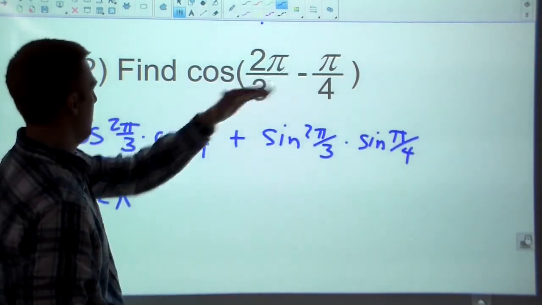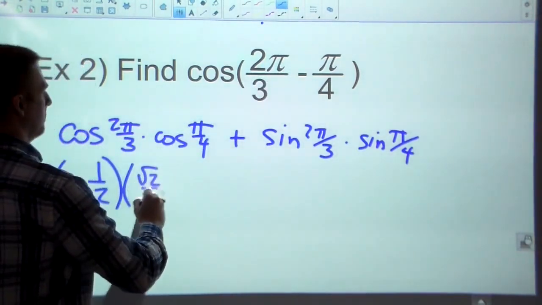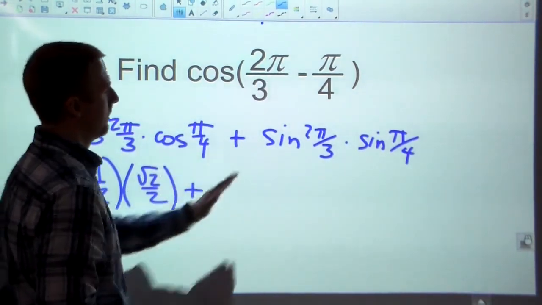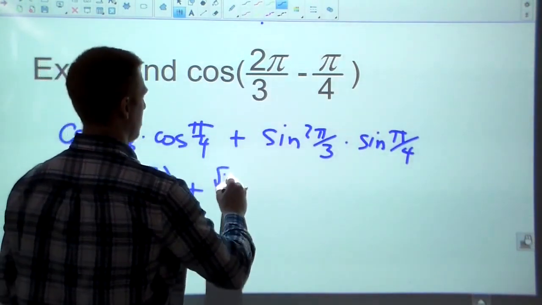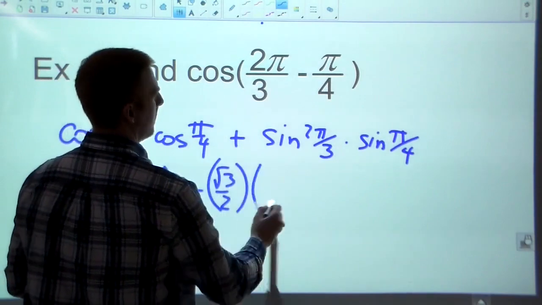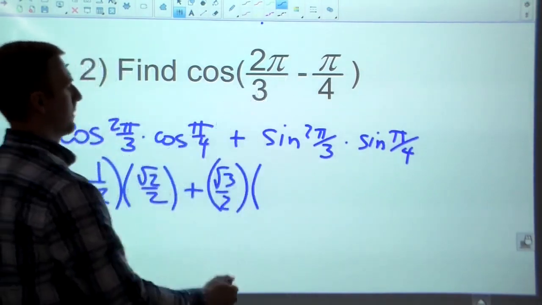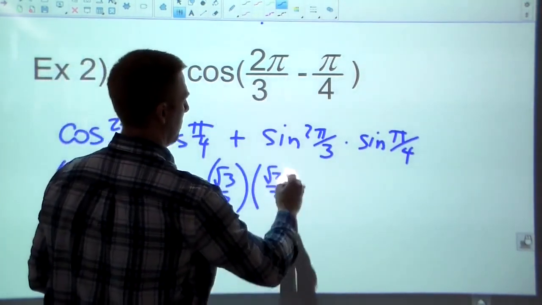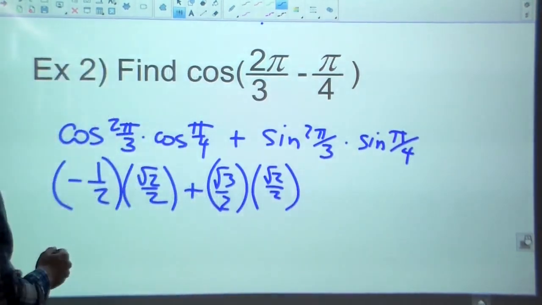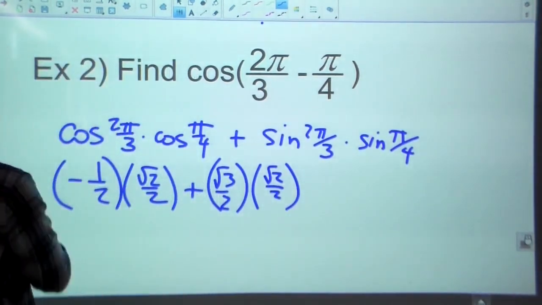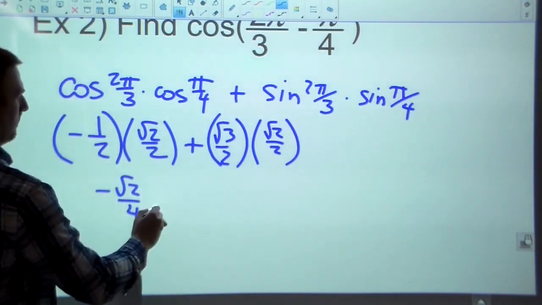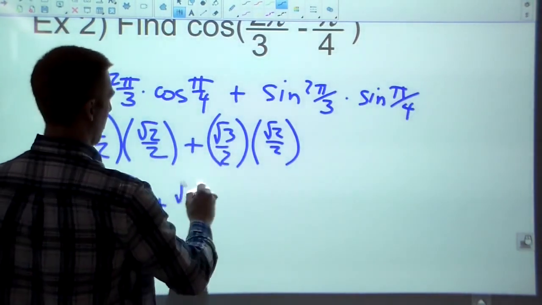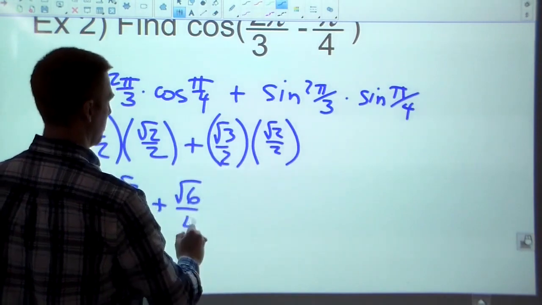Cosine pi over 4, that's here, that's going to be square root of 2 over 2. Plus sine 2 pi over 3, that's the y part, so that's going to be square root of 3 over 2. Times sine pi over 4, so that's going to be square root of 2 over 2. And now multiply what you can and combine what you can. So negative square root of 2 over 4 plus the square root of 6 over 4.